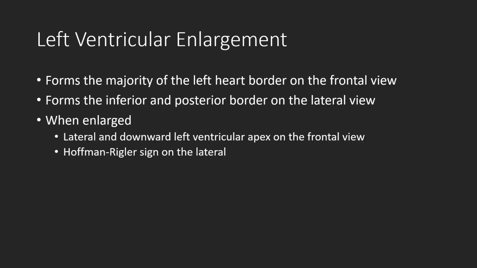So let's move on to the left ventricle, which we remember forms the majority of the left heart border on the frontal view and the inferior and posterior border on the lateral view. When enlarged, the apex is shifted inferiorly, and a specific measurement on the lateral view, known as the Hoffman-Rigler sign, can be observed, two signs that we'll be looking for.